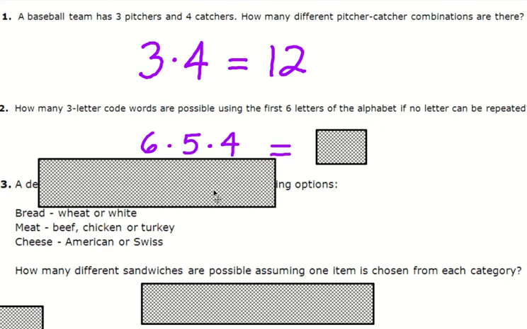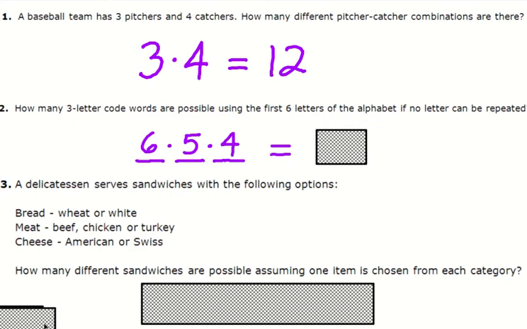Number 2. Once again, obviously the counting principle, that's what we're talking about here. First you have to pick the first letter, then you have to pick the second letter, then you have to pick the third letter, and since no letter was allowed to be repeated, you really didn't have 6 choices for all 3 letters. You only had 6, and then 5, and then 4, because no letter could have been repeated. If you were allowed to repeat, then it would have been 6 times 6 times 6, but not.